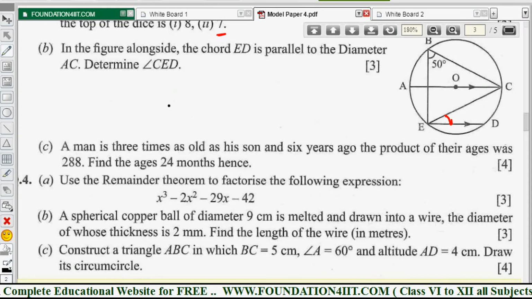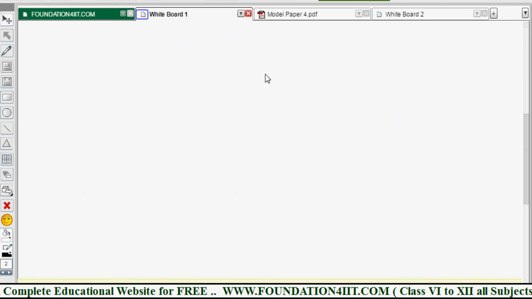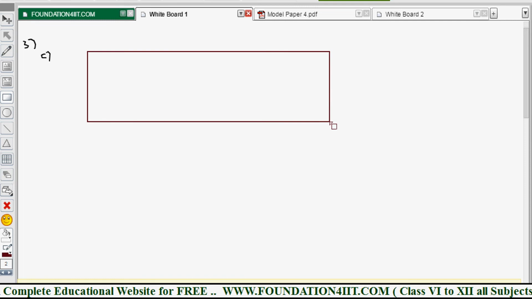Let me take one table to understand clearly. In this table: 6 years ago, present, and 24 months, which means 2 years hence. We need to find the age after 24 months only. So let me take the table.